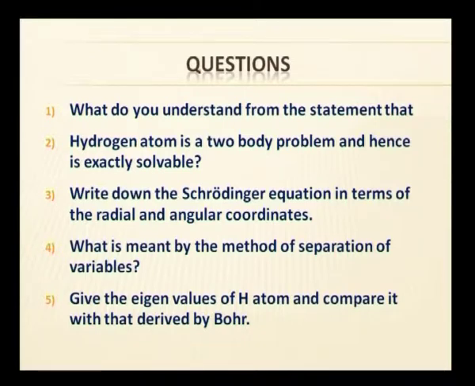The questions are: what do you understand from the statement that the hydrogen atom is a two body problem and hence is exactly solvable? Write down the Schrodinger equation in terms of the radial and angular coordinates. What is meant by the method of separation of variables? Give the eigen values of the hydrogen atom and compare them with the ones derived by Bohr. With this, we come to the end of the lecture. The rest of the things we will see in the lectures to come.